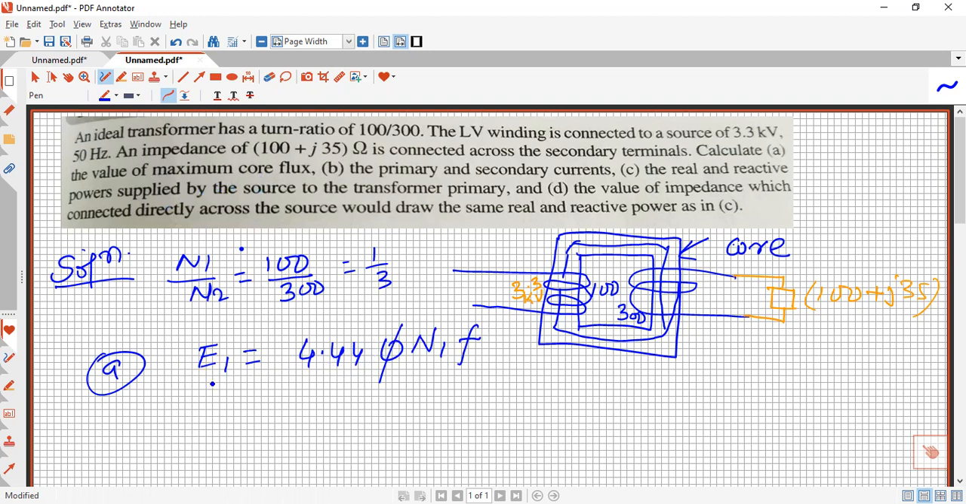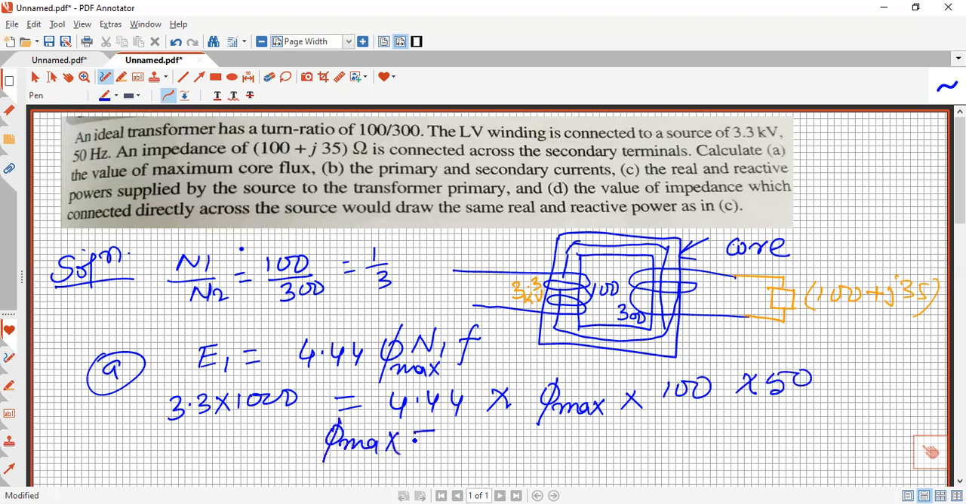So E1 is how much? Here 3.3 kilovolt, 3.3 into 1000 equal to 4.44 into flux, which we have to calculate. This is called phi max, into number of turns on the primary side, which is 100, into frequency, which is 50. After solving this, we will get phi max, which is equal to how much? You can solve and check. It is coming 0.149 Weber. So part 1 is solved.